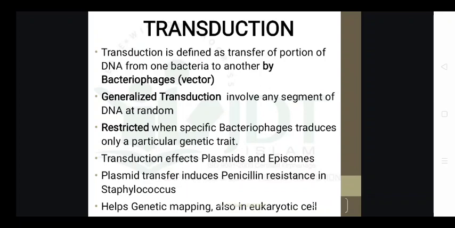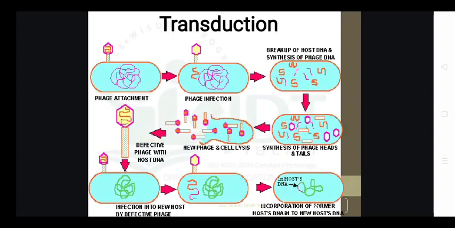So there are two types of transduction: generalized transduction, which will involve any segment of DNA at random, and restricted transduction, when a specific bacteriophage transduces only a particular gene trait. And transduction affects the plasmid and episomes. Plasmid transfer includes penicillin resistance in Staphylococcus, and it will help in genetic mapping also in eukaryotic cells.